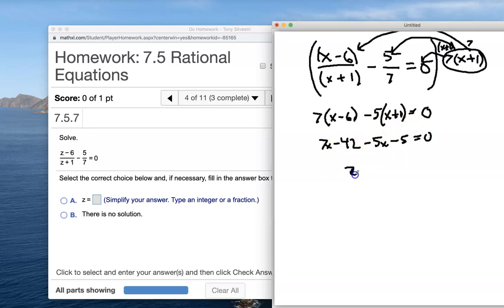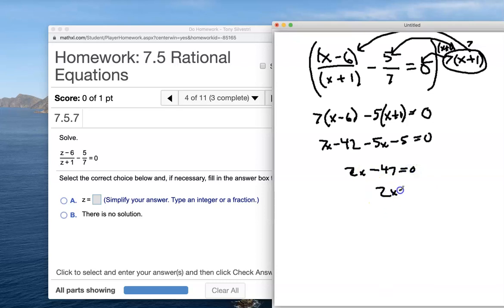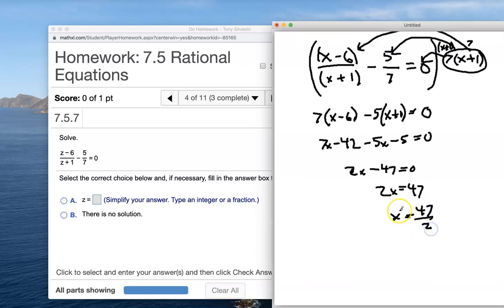2x. 7x minus 5x is 2x. This is minus 47 equals 0. Let's add 47 to both sides, and divide by 2. I get 47 over 2. Okay. That looks like, assuming I did all the math correctly, that is going to be the answer.